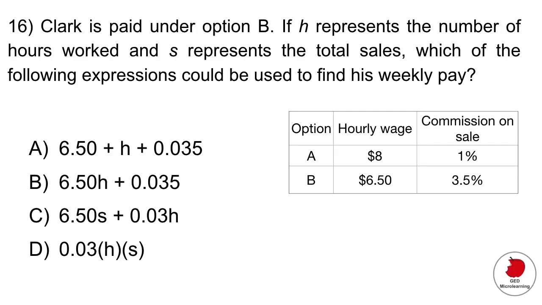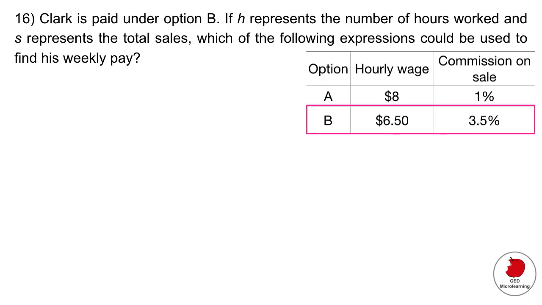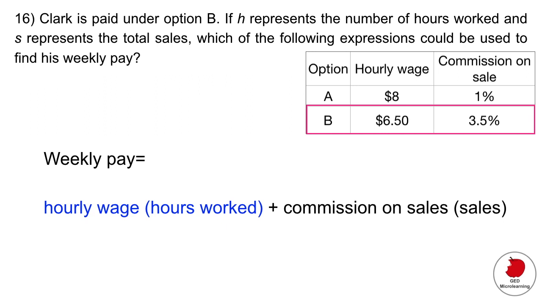Okay, question 16 says, Clark is paid under option B. If H represents the number of hours worked and S represents the total sales, which of the following expressions could be used to find his weekly pay? Okay, so first of all, let's look at the part of the table that we need, which is only that bottom line. And we know that for weekly pay, we have hourly wage multiplied by the hours worked, plus whatever commission he gets on sales, the percentage that he gets multiplied by the sales that he makes, right?